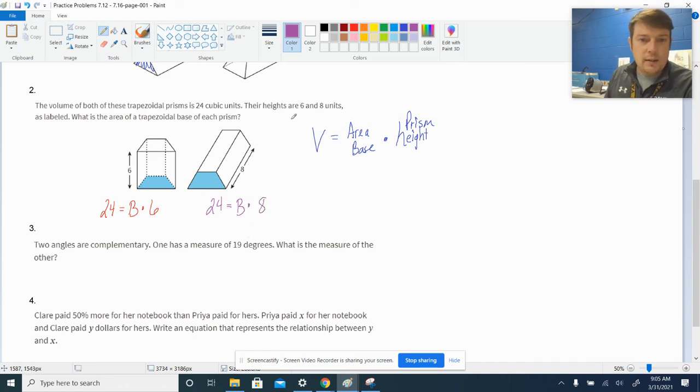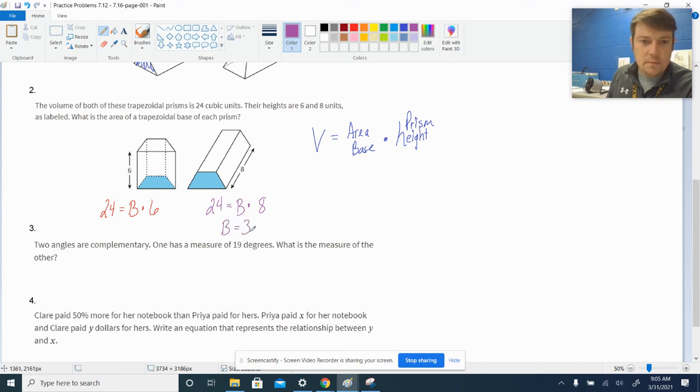And so since the heights are 6 and 8, we know enough about this information to figure out what the area of these prisms are, because we just need to know what number times 6 and what number times 8 give us 24. And that's the same for both. 24 divided by 6, in this case, is 4, and in this case, 24 divided by 8 is 3. So they aren't the same, my bad, they are different.